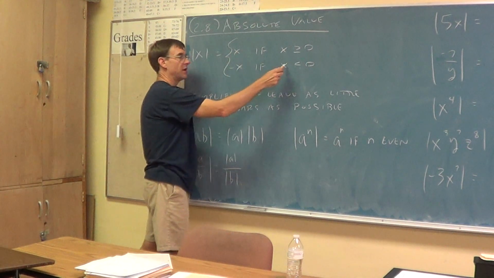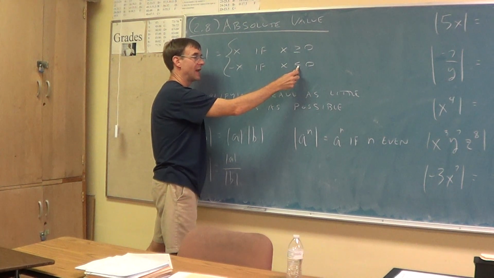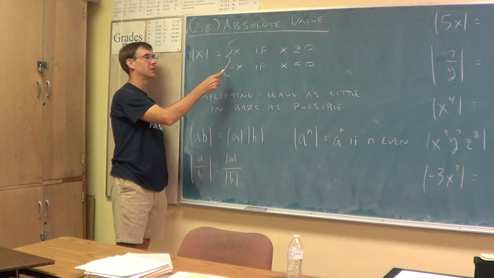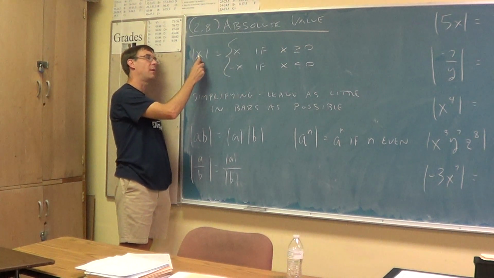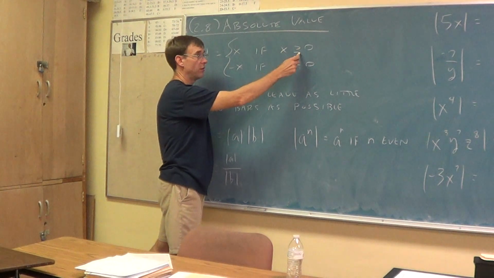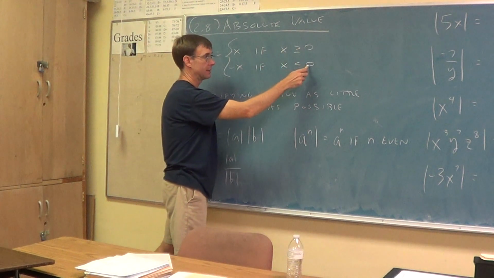Second option, if I do the absolute value for a number that's under 0, in other words, a negative number, this means to change the sign. So this is saying to do the absolute value of a number, drop the bars if that number is positive or if it equals 0. Change the sign if that number is negative.